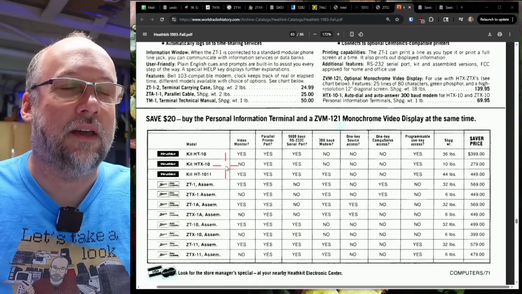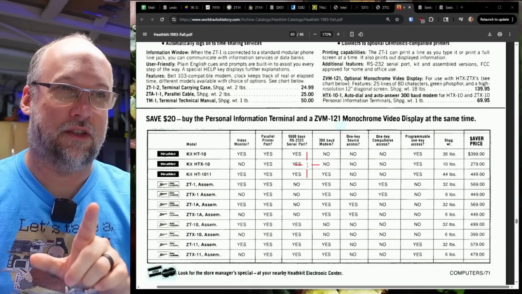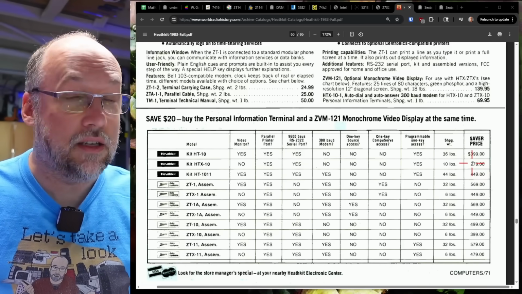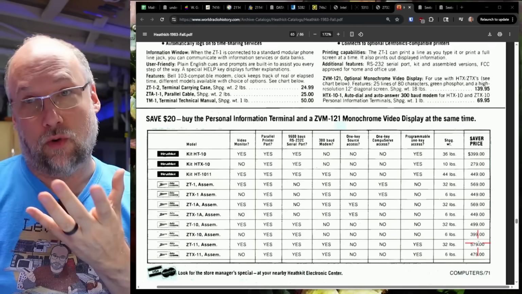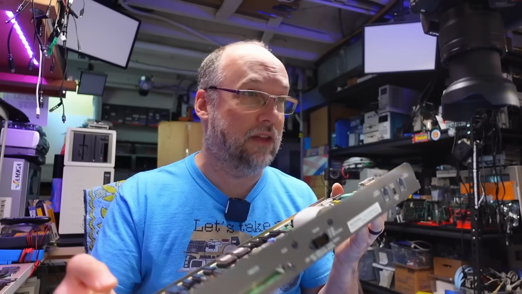Now the HTX10 kit, that's the one without the monitor, if you get that and it only has a serial port, remember no modem, it's only $279, which is quite a significant saving over the ZTX10, which is the same configuration, but of course it's assembled, and that costs $399. So if anyone has the version of this that has the serial port or the serial port and the modem at the same time, I'd love to see photographs of the inside to see exactly how they made it happen.